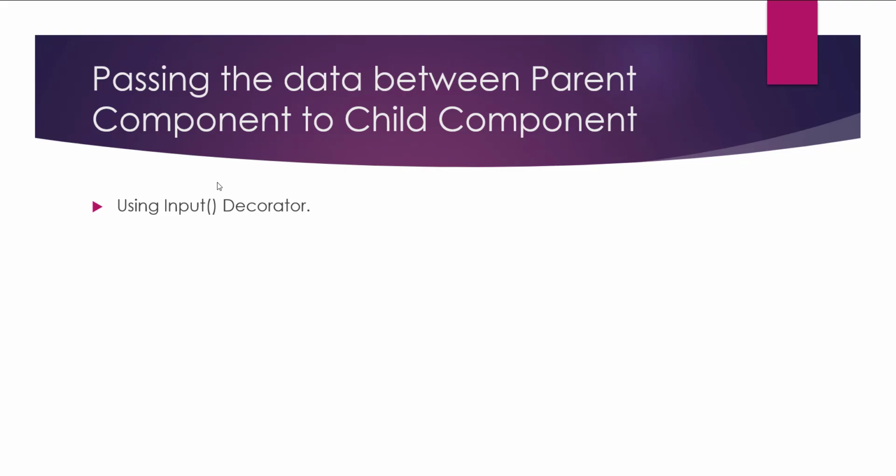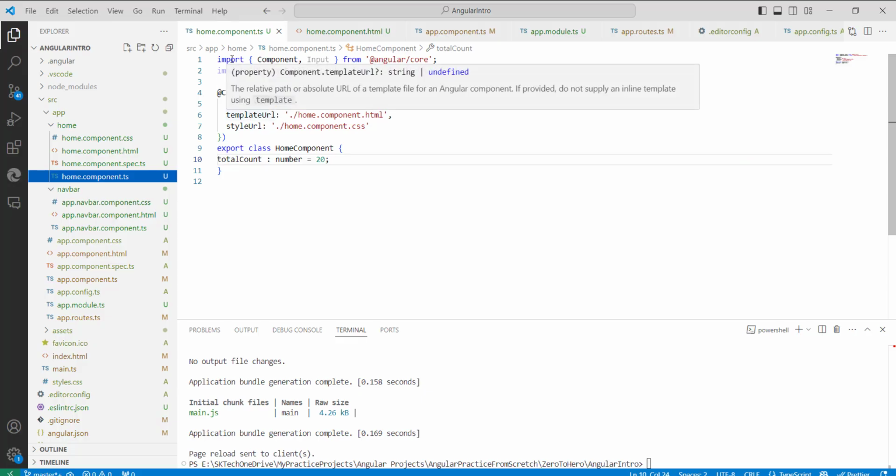Okay, so in our Angular application, to pass the data from parent component to child component, Angular provides one of the decorators which is called the Input decorator. Okay, let me jump to Visual Studio Code and show you the live demo for this, how you can send the data. You understand that using this Input decorator we can send the data. So how you are going to send the data, let me quickly jump to the demo. Okay, we are here now.